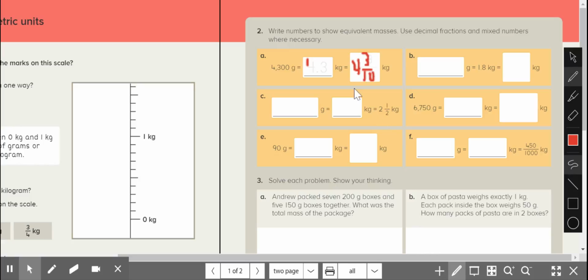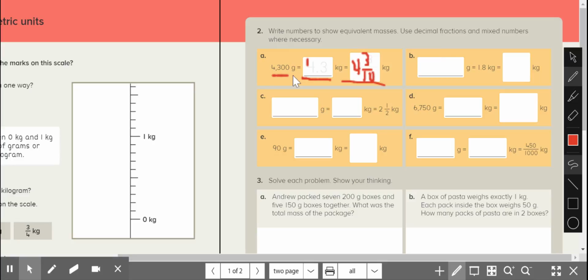The next step we'll be looking at is number 2. The directions tell us to write numbers to show equivalent masses. Use decimal fractions and mixed numbers when necessary. Okay, so it looks like in every one of these problems we'll be writing this in either grams, a decimal fraction, or a mixed number. So we're going to be doing each of those things, two in each one of them.